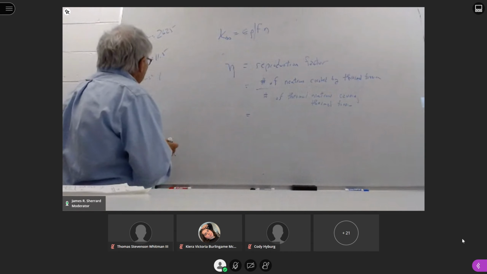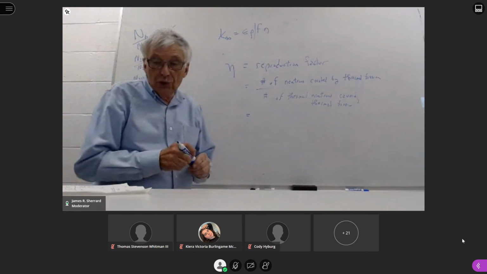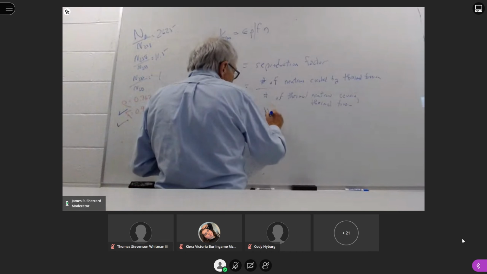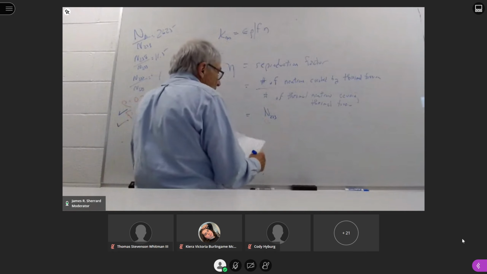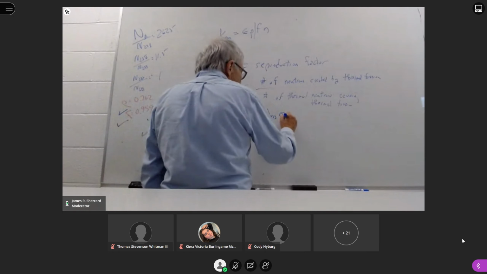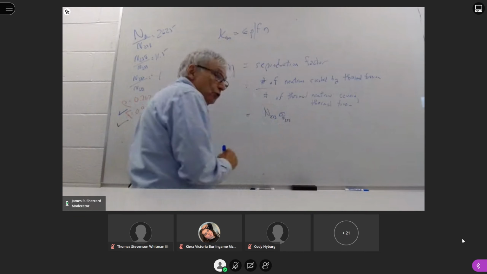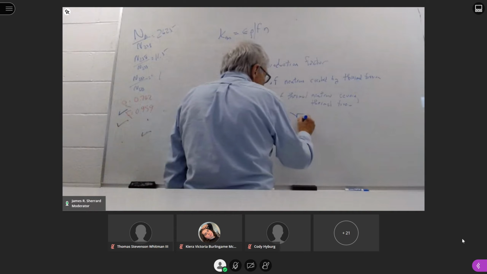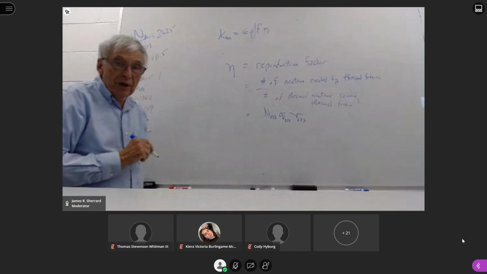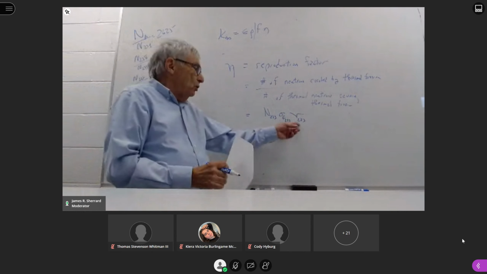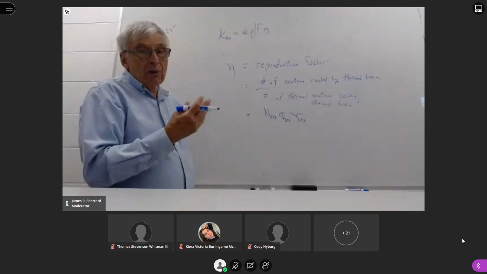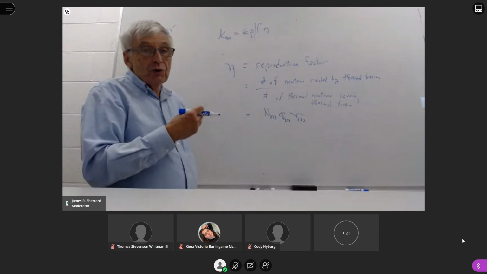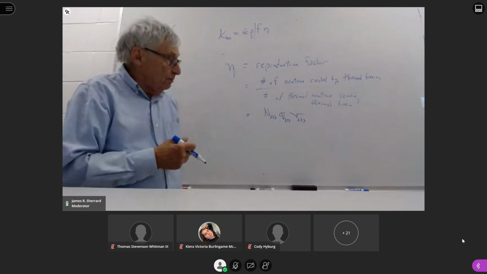In this case, we only have the one, which is uranium-233. So that's going to be N-233 times the fission cross-section for 233 times the multiplier that you have for 233. And basically this multiplier is a rough number that gives you the average number of fast neutrons created per thermal fission.